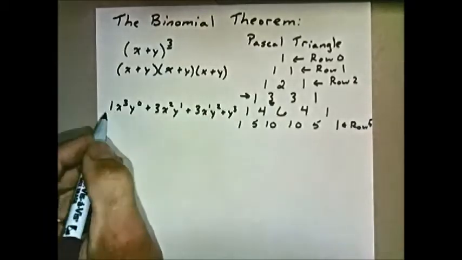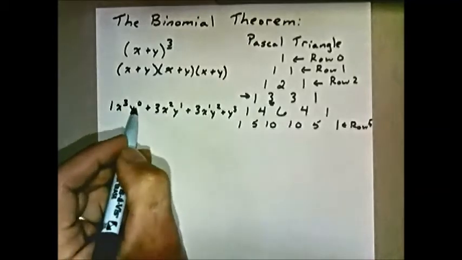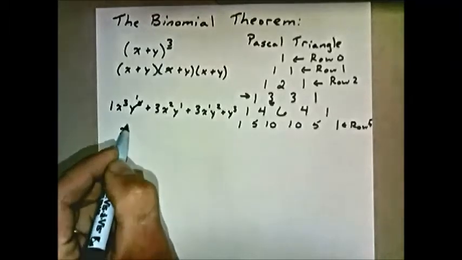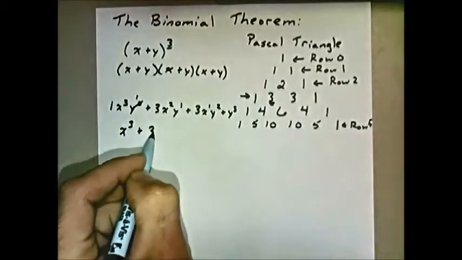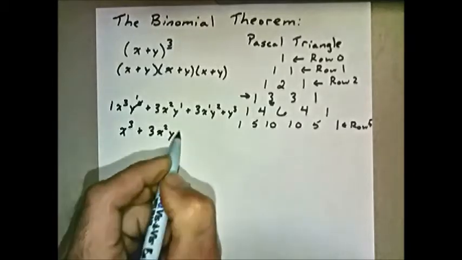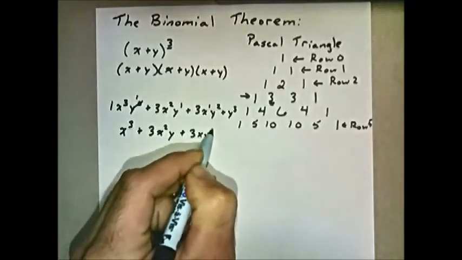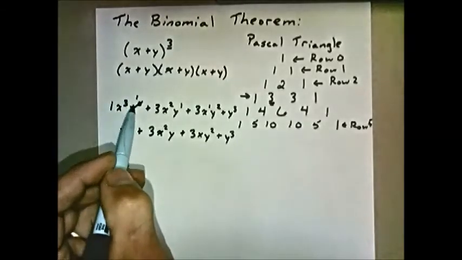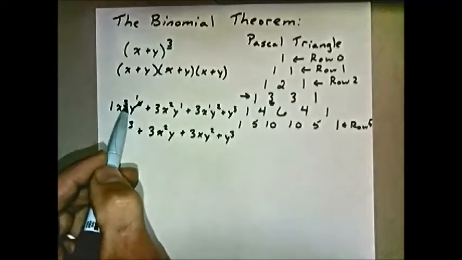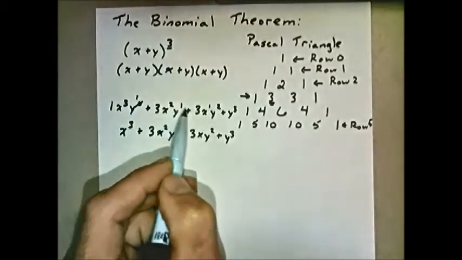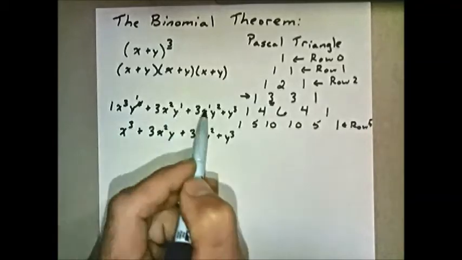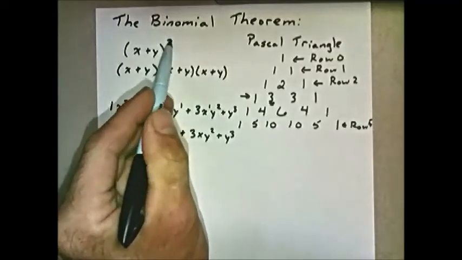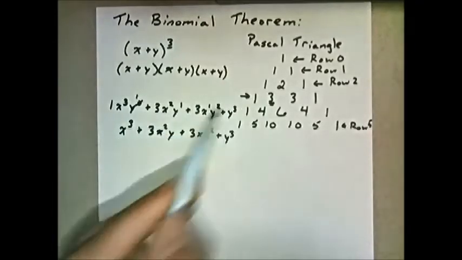Cleaning this up, 1 x to the third y to the 0. Remember, y to the 0 is simply 1. So we have 1 times 1, which is 1 x to the third, plus 3x squared y, plus 3x y squared, plus y to the third. Notice in your exponents, in the expansion, they always add up to be 3. 3 plus 0 is 3, 2 plus 1 is 3, 1 plus 2, and then 3. And this will always be the case. Whatever your exponent is, is what these will add up to be.